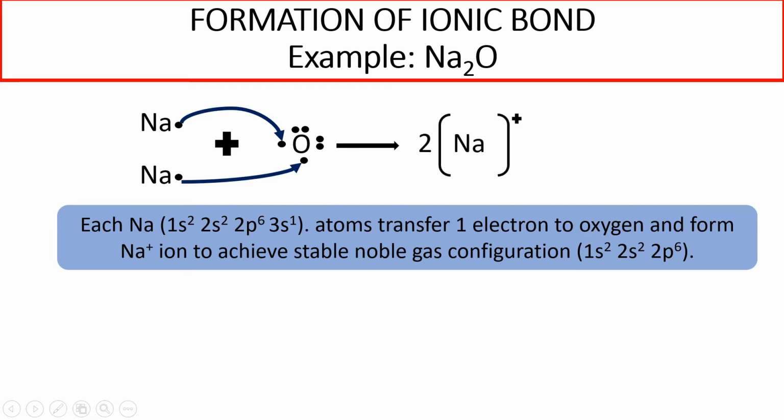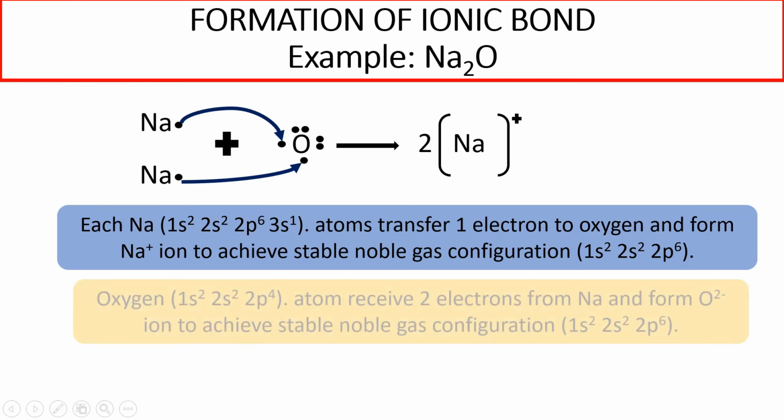We have 2 sodium, so we can compile all the sodium to become 2 sodium atoms, and then we have sodium ions. Take note here, there is no dot in this symbol because all the electrons have been removed from the sodium. This sodium will form sodium ion with stable noble gas configuration 1s2 2s2 2p6, meaning our 3s electron has been removed from the atom.